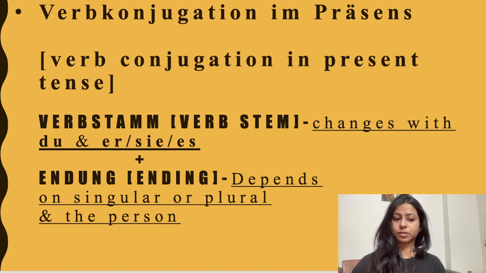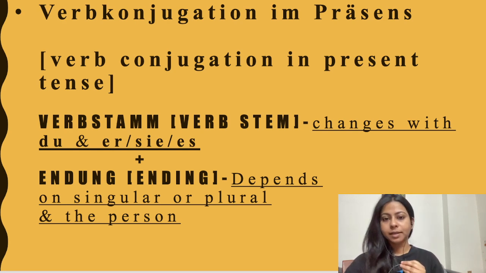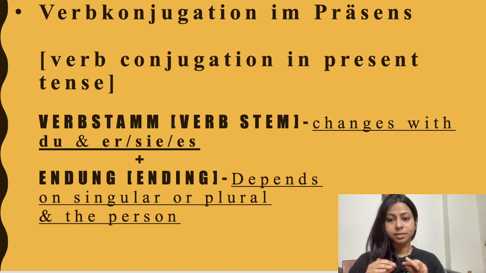Here, there is a verb stem for conjugating verbs in present tense. The verb stem doesn't change with du and er/sie/es in regular verbs. In irregular verbs it changes with du and er/sie/es. So the ending can vary, depending on whether it's a person or thing, and whether it is singular or plural. So verb stem and ending. The verb stem changes with du and er/sie/es in irregular verbs, whereas in regular verbs it doesn't change. That is the difference that you need to remember.